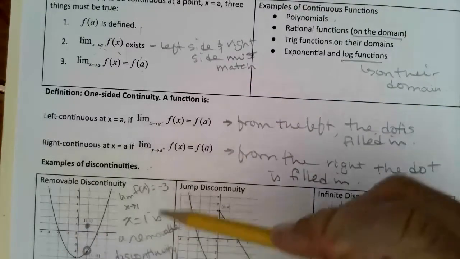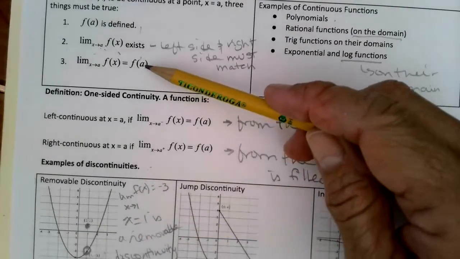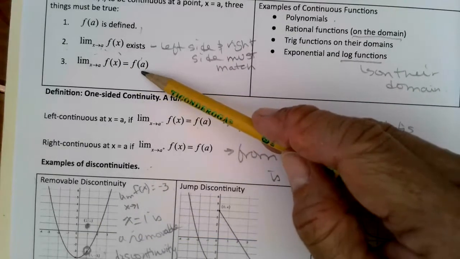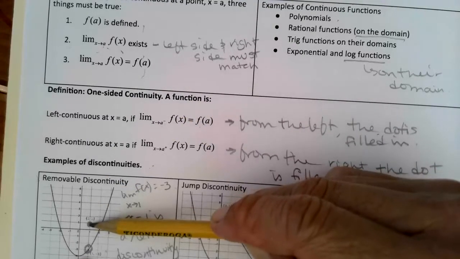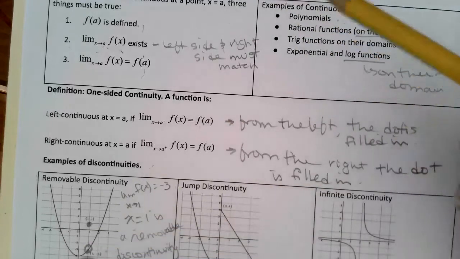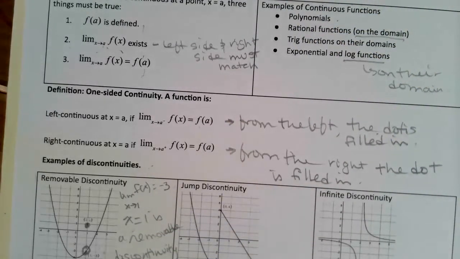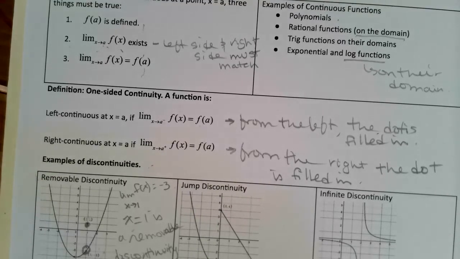So the continuity part that we fail on this removable is that third one, that the limit is not the same as the function value. The function value is 1. The limit is negative 3. Okay? So that's a removable discontinuity. So we could fix it if we wanted to, quote unquote, fix it by redefining f at x equals 1.